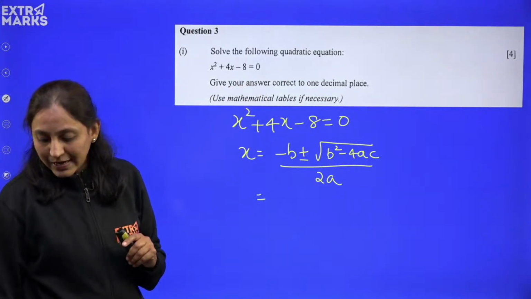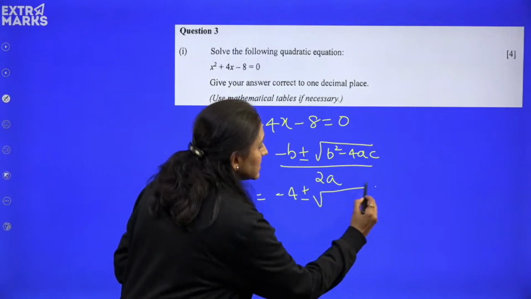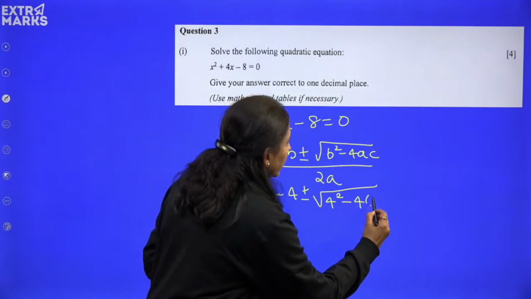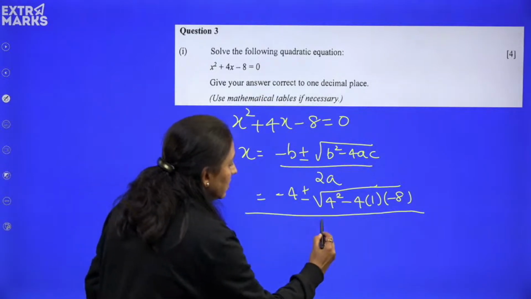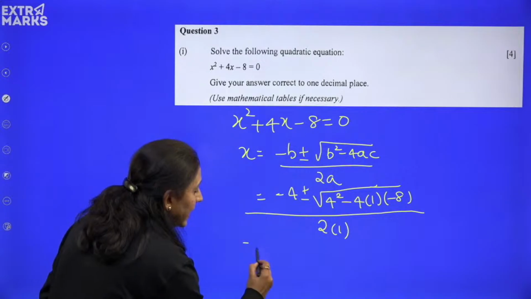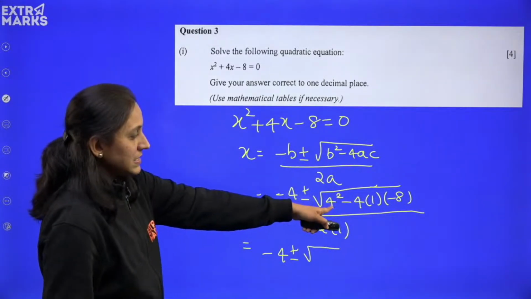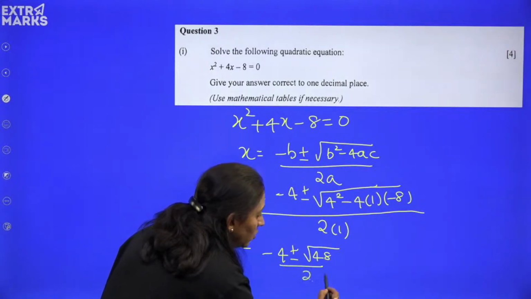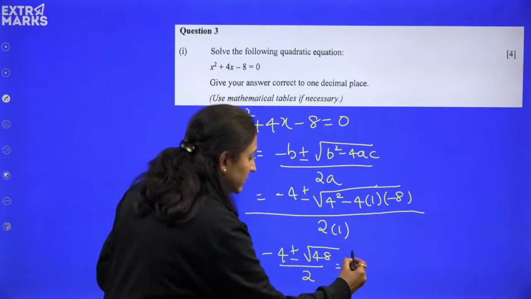Okay, so let us solve this. So this becomes minus 4 plus or minus square root of 4 square minus 4 into 1 multiplied by minus 8 upon 2 into 1. Okay, so we have minus 4 plus or minus square root of 16 plus 32, that's 48, upon 2. Okay, 48 is 4 root 3, right?